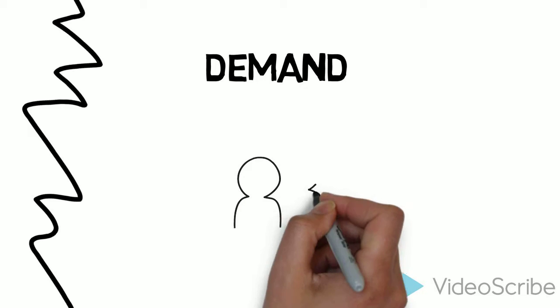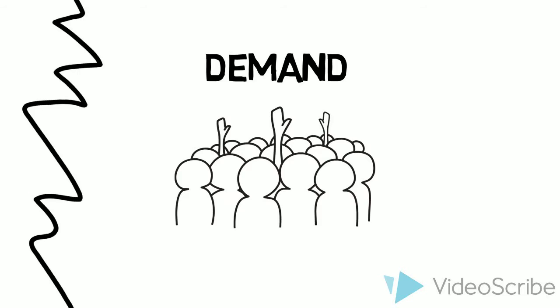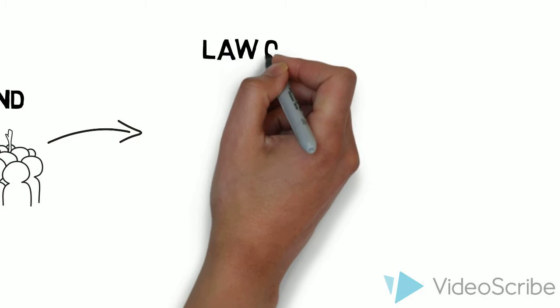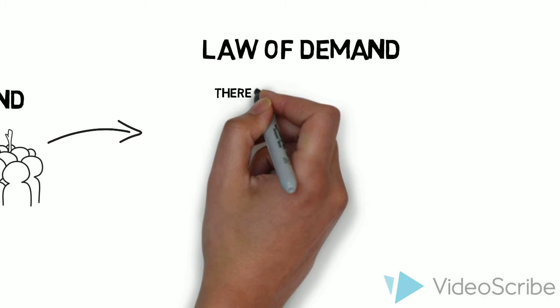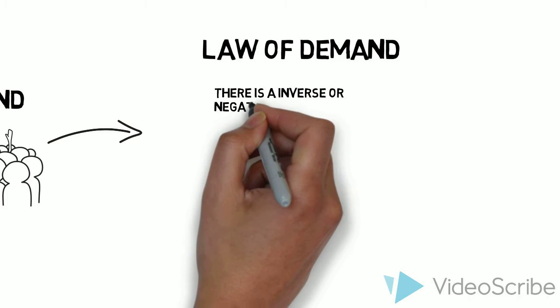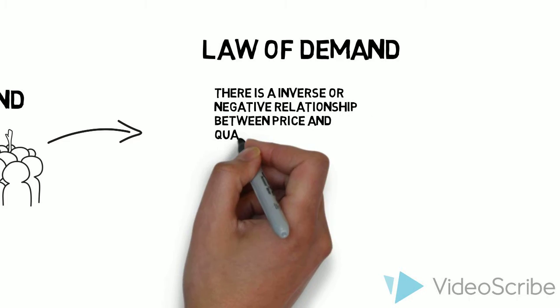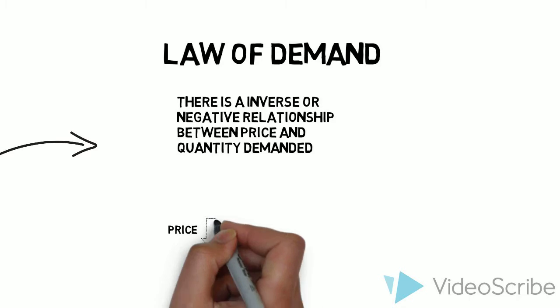Demand is a schedule or curve that shows the various amounts of a product that consumers are willing and able to purchase at possible prices during a specific period of time. There is a negative or inverse relationship between price and quantity demanded. Economists call this inverse relationship the law of demand, which has a fundamental characteristic.